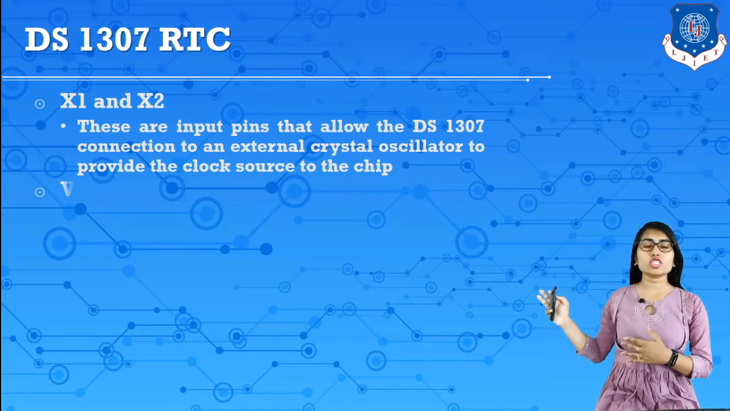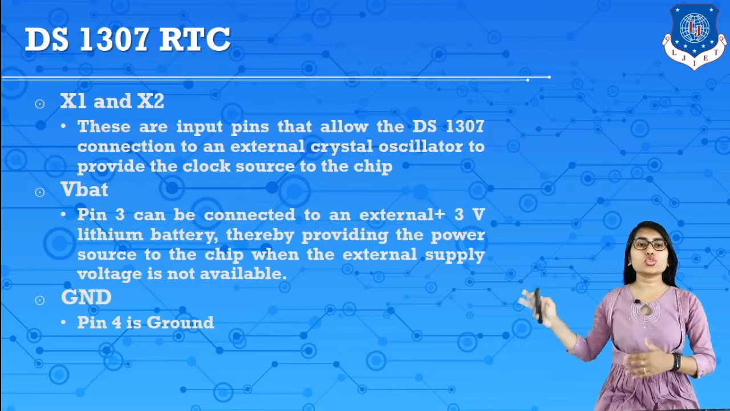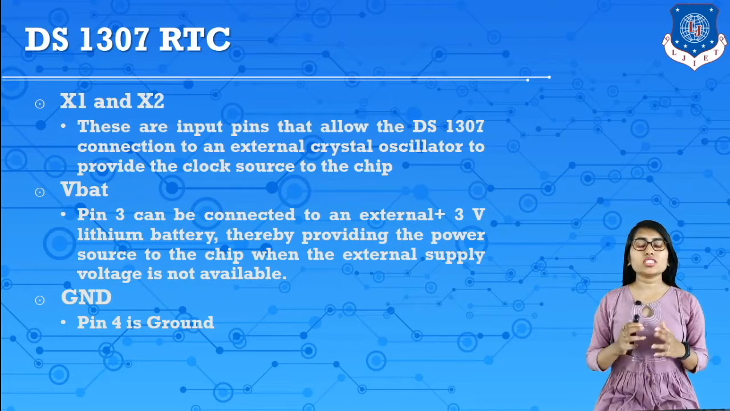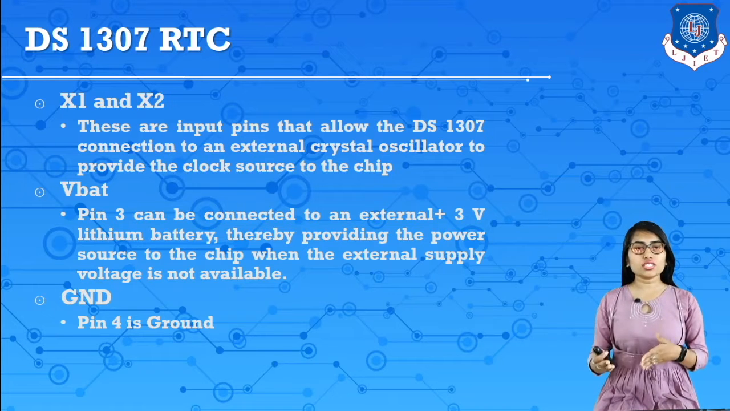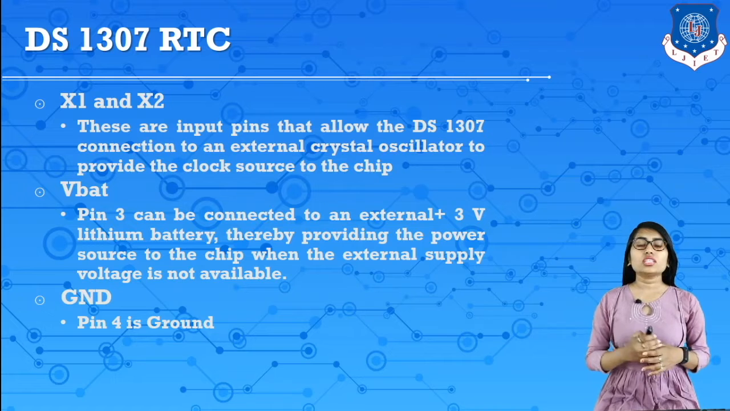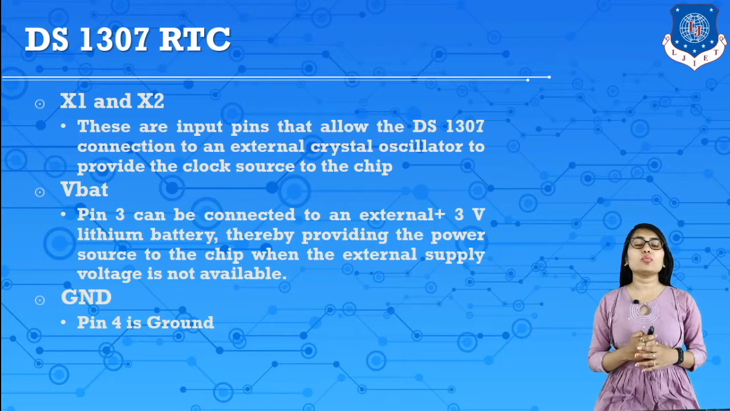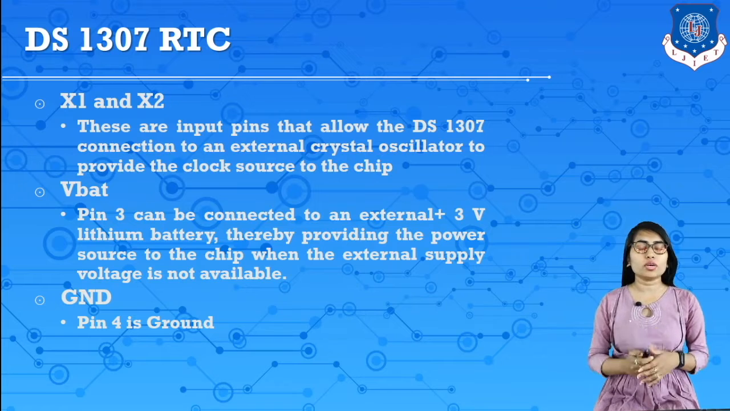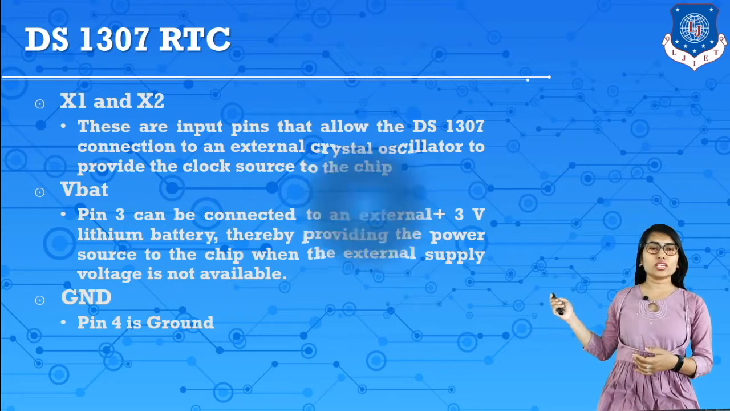The first pins are X1 and X2. These are input pins that allow the DS1307 connection to an external crystal oscillator to provide the clock source to the chip. Then VBAT, pin 3, can be connected to an external plus 3 volt lithium battery, thereby providing the power source to the chip when the external supply voltage is not available. Then ground, pin 4, is the ground.